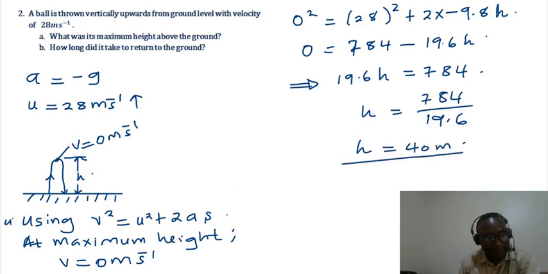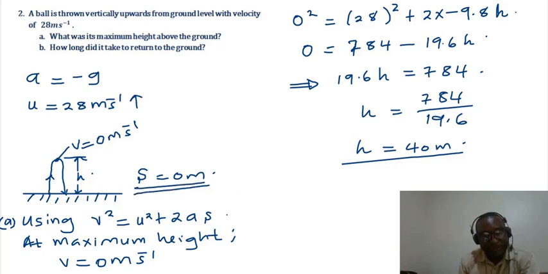That's part A. Now part B is asking us to find how long it took to return to the ground. If this ball moves from the ground and comes back to the ground, it means the displacement traveled is 0 meters. The point of origin is the ground and the final point is still the ground. So the displacement is 0 meters.